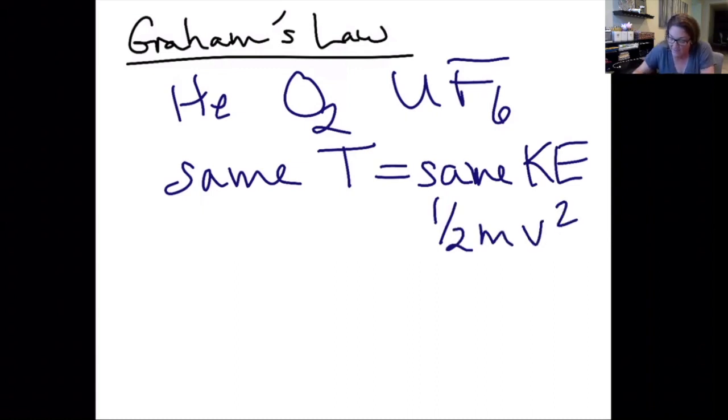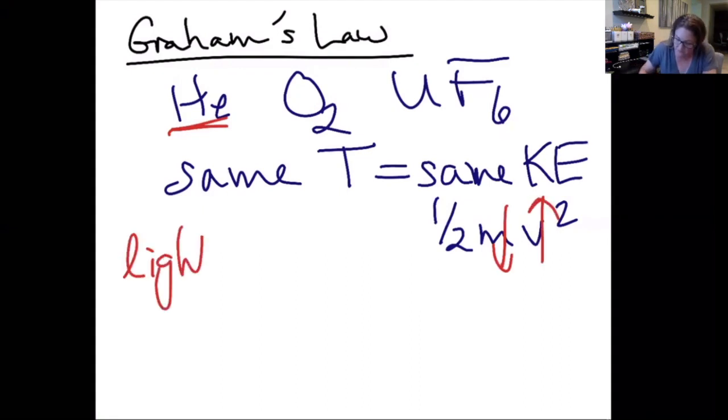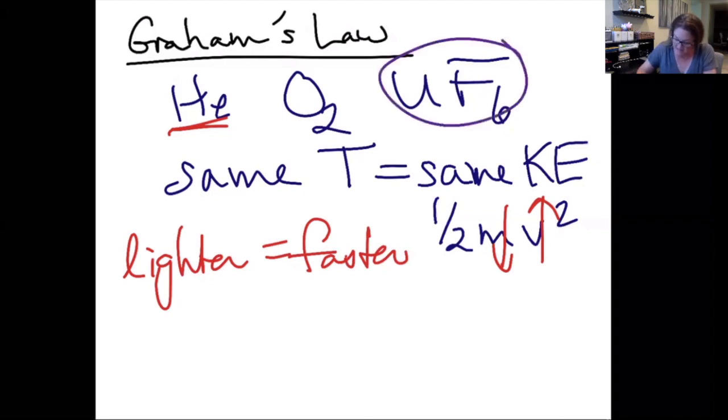So when I have a gas like helium that's lighter, if it has a lower mass, it's going to have a higher velocity. So whenever we have a lighter molecule, on average, it's going to be moving faster. And when I have a heavier molecule, for example, like UF6, it's going to be moving slower.